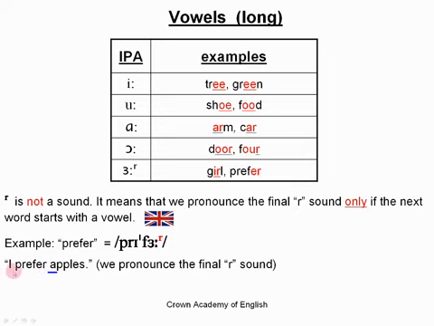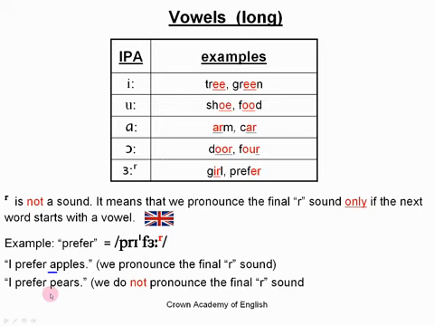So listen, we say, I prefer apples. I prefer apples. But if the next word starts with a consonant, like here, then we do not pronounce the R. We simply say, I prefer pears. Okay?